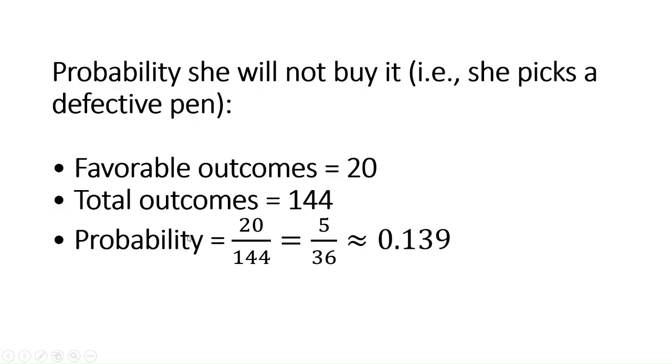So probability will be equal to 20 by 144 here to pick a defective pen, or the case where she won't buy the pen. Okay, so 20 by 144 will be equal to 5 by 36, or approximately equal to 0.139.